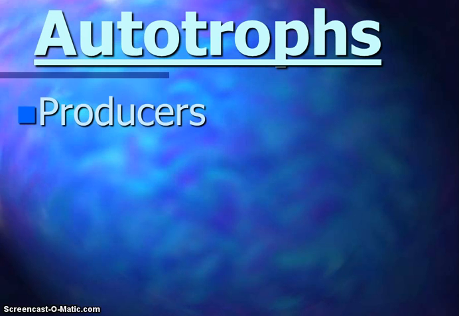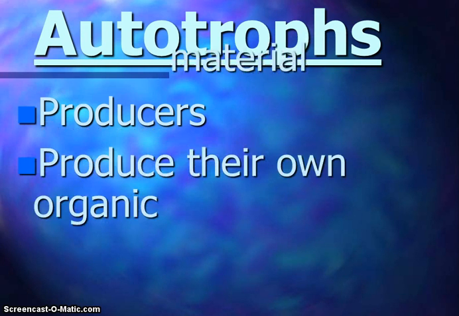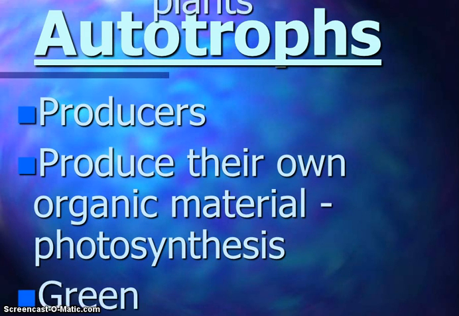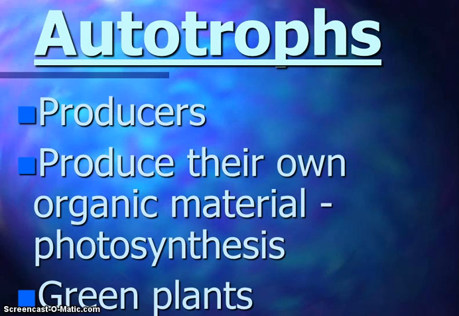So the first term, and this is at the bottom of the food chain, are the producers or the autotrophs. These are the ones that produce their own food through the process of photosynthesis. So examples would be the green plants, fruits, vegetables, trees, shrubbery, whatever you have that would go through photosynthesis.